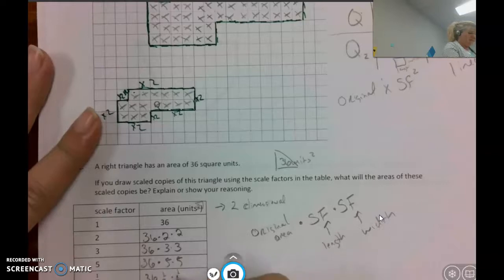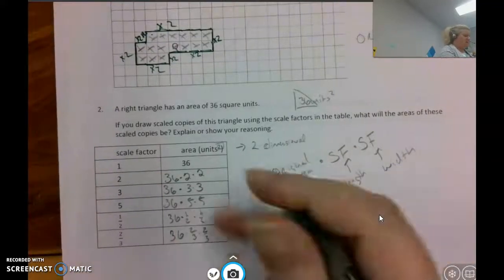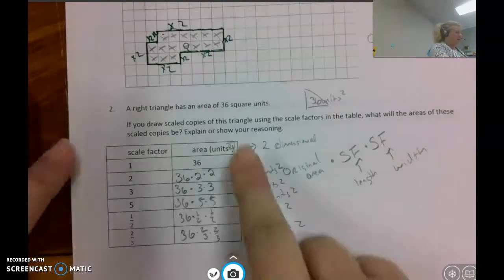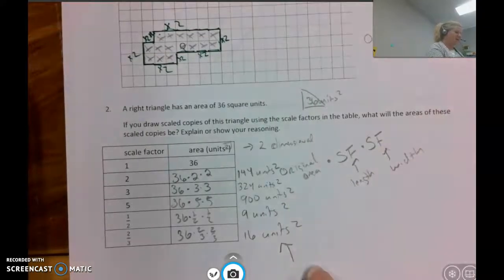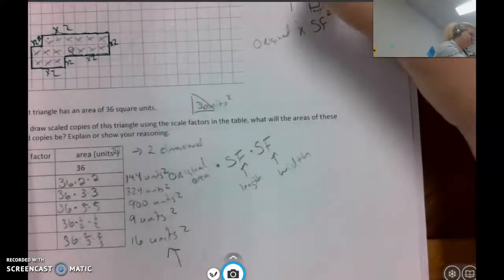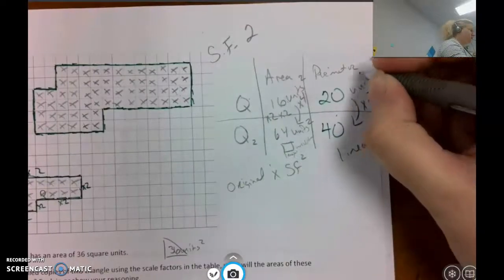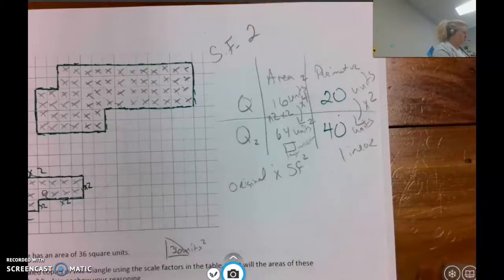And at this point you could use a calculator, or you could do some mental math, just whichever way you prefer to find the final results for these. So I went ahead and just worked all of these out. Notice that area is measured in units squared. So up here, it would be a good idea to put units squared for my area. And then for my perimeter, just put units. Just helps to distinguish between the two.